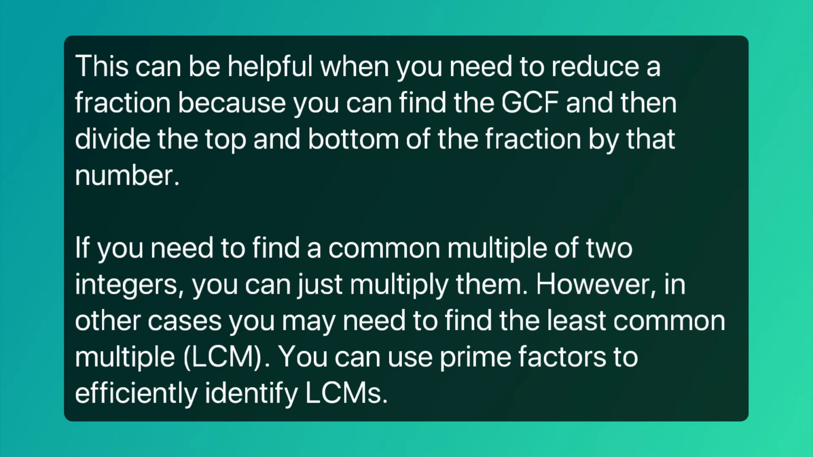If you need to find a common multiple of two integers, you can just multiply them. However, in other cases, you may need to find the least common multiple. You can use prime factors to efficiently identify least common multiples.